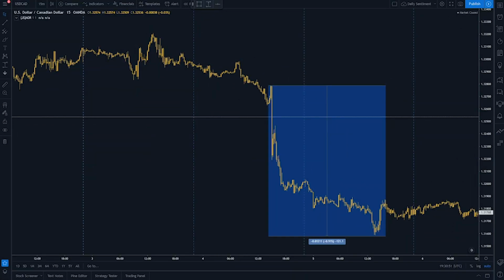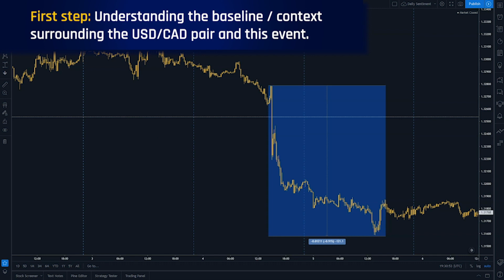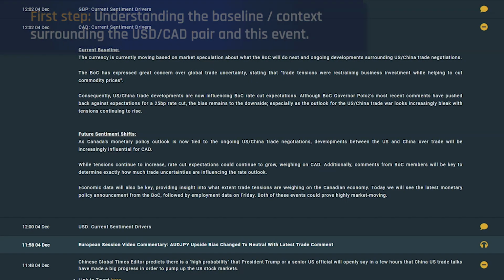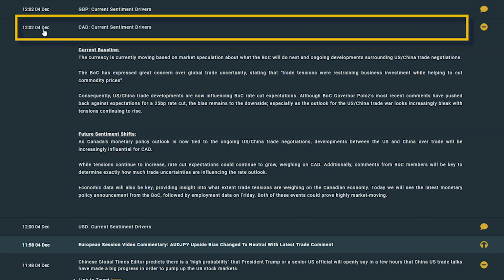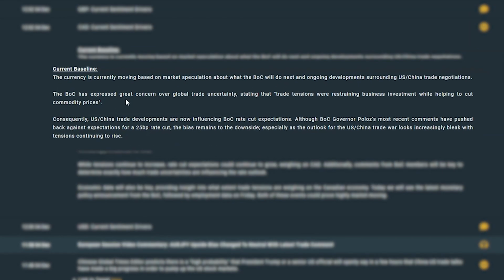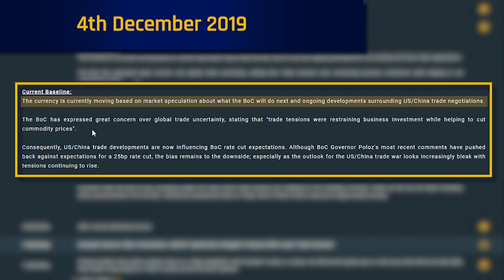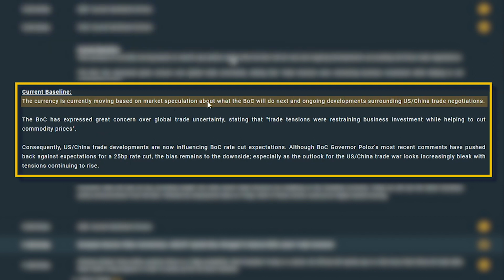So firstly, we need to understand the context or the baseline surrounding this pair before the actual move took place. Now, if we go to the Forex Source terminal on the 4th of December, we can see that we released our sentiment drivers report for the Canadian dollar. Now, in this report, we saw that the current baseline for the Canadian dollar was that the currency was being driven based on the market's speculation about what the Bank of Canada would do next in terms of monetary policy, as well as trade uncertainty.